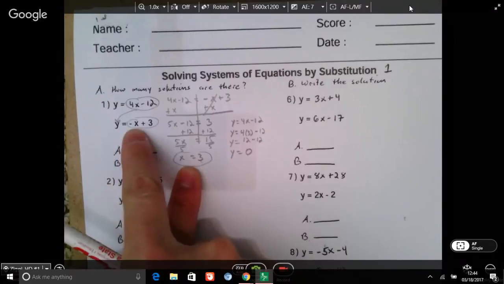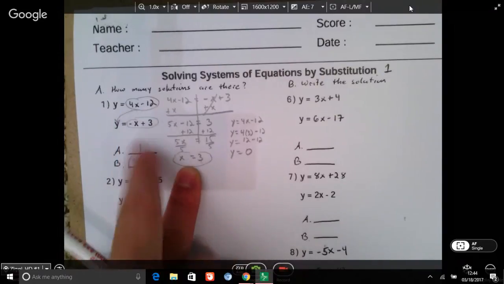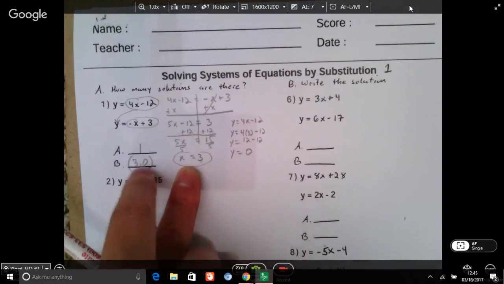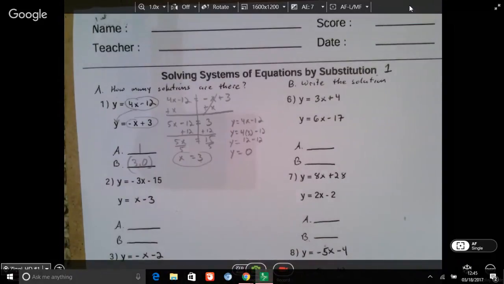Suppose I went back to the other one. Instead of the first one, x is 3. -3 plus 3, hey, that's also 0. So y ends up equaling 0. It didn't matter which one I went back to.